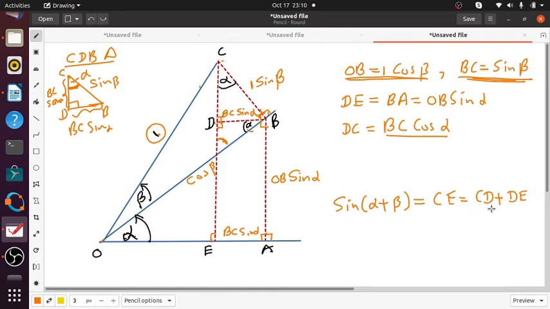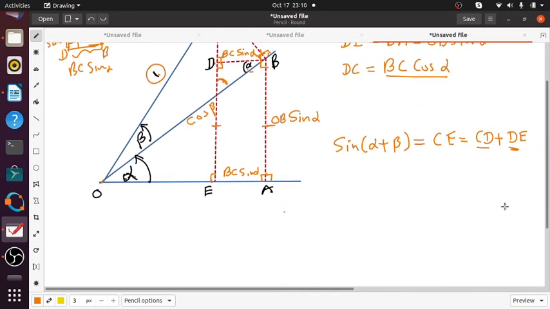In order to find CE, you need to know CD. Now you found what CD is. Then we'll look at DE. What is DE? How to find DE? Now using this construction, you know that DEAB is a rectangle. So DE is equal to BA. Now how do you find BA? Now OAB is also a right angle triangle.